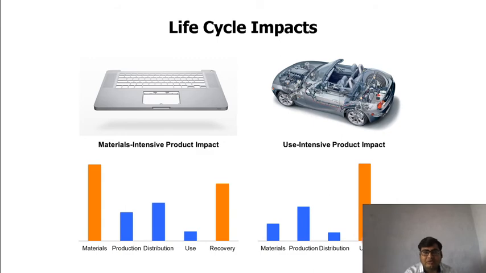are using fuels in cars. So during the use, cars or bikes or other automobiles will impact the environment largely. And during recovery, it will not impact the environment badly very much. So the maximum impact will be during use, and these are called use intensive products, and material intensive products will impact during their material recovery stage.